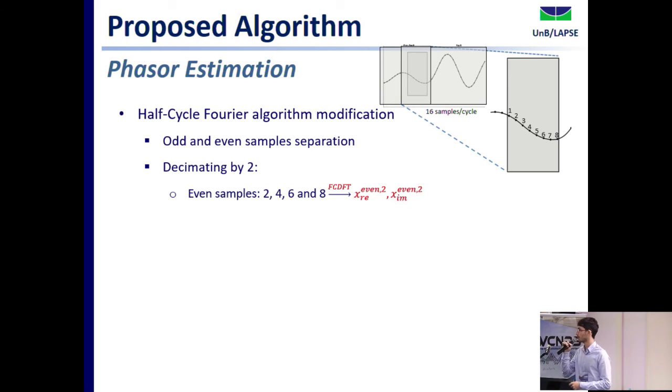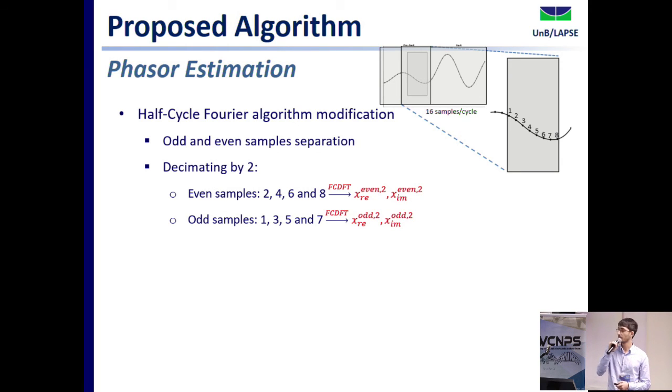That means that we're getting samples 2, 4, 6, and 8, applying the HCDFT. Actually, there's a typo again. It should be HCDFT, from half cycle, sorry. And then we get this one phasor, this real and imaginary part here, even, decimated by 2. Then we get the same thing with the odd samples. We get samples 1, 3, 5, and 7. Then we apply the HCDFT again. Again, a typo here. And we get this odd, decimated by 2.